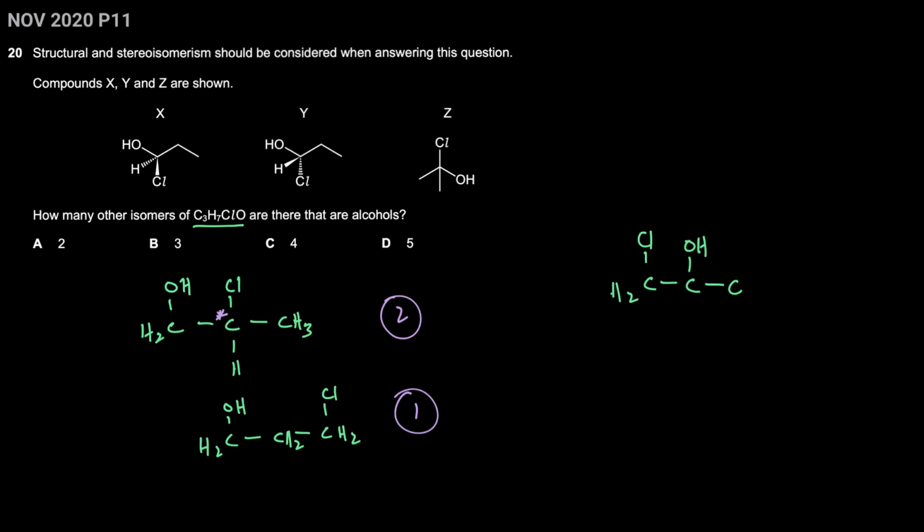Now what we have is CH2Cl, a CHOH, and a CH3. Again, if you look at the central carbon here, it's bonded to an OH, an H, a CH3, and a CH2Cl. So again, what we have here is a chiral center. So this particular structure exists as a pair of optical isomers. So we have two different possibilities for this. So the total number of isomers that we have in addition to these three is 2 plus 1 plus 2, which is 5. So the answer here, there are 5 other isomers of C3H7ClO that are alcohols.